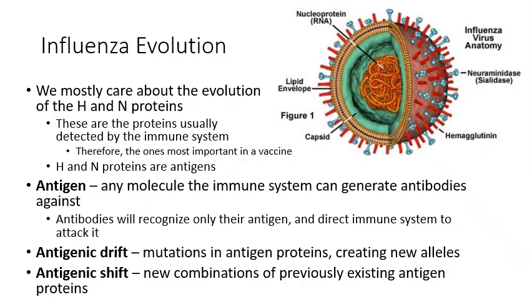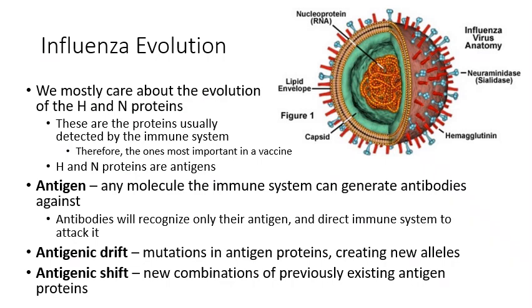So that means the H and N proteins are antigens. An antigen is just a molecule that the immune system can recognize and make antibodies against. The antibody is going to bind to only that one antigen and not any other molecule on Earth. And when it binds to its antigen, it directs the immune system to attack whatever is attached to the antigen. So when the immune system learns the H and N proteins, it will make antibodies against them, and those antibodies direct the immune system to attack the virus that those H and N proteins are attached to. Therefore, those are the proteins that we focus on when we make vaccines.